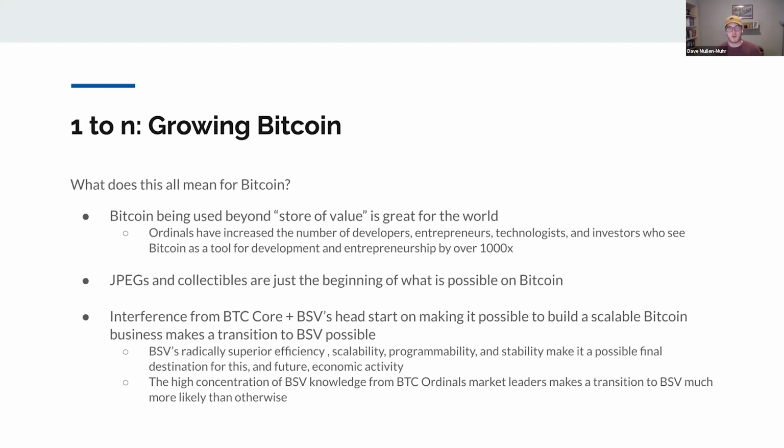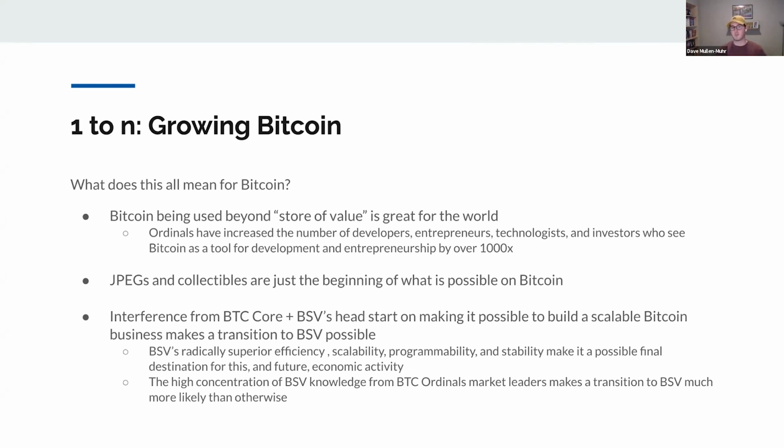And then thirdly, I think the potential interference from BTC Core, like what you saw with Luke Jr.'s email, plus BSV's head start on making it possible and really simple to build scalable Bitcoin businesses, paints a path towards a transition of this economic activity from BTC towards BSV. From a base level, it's much easier to build a business like this on Bitcoin SV. Efficiency, scalability, programmability. But I think maybe the most core and most unsung aspect of Bitcoin SV is the stability.